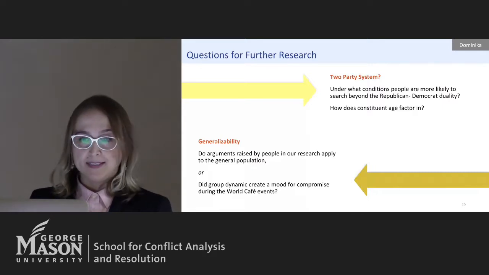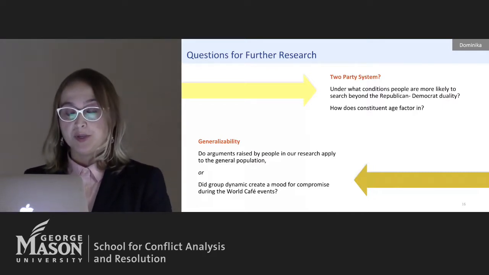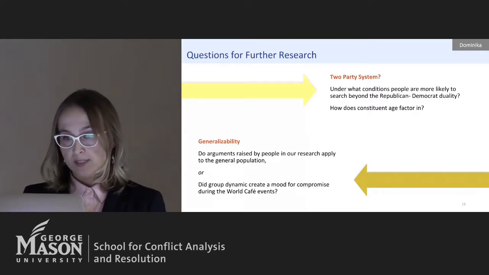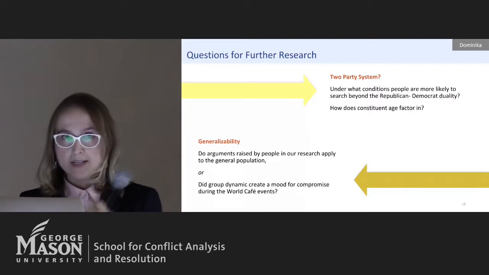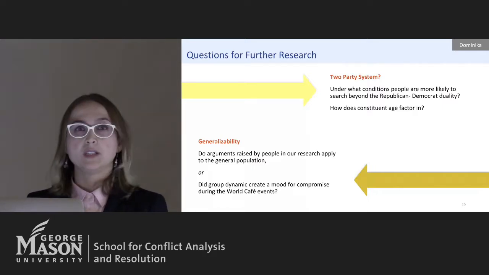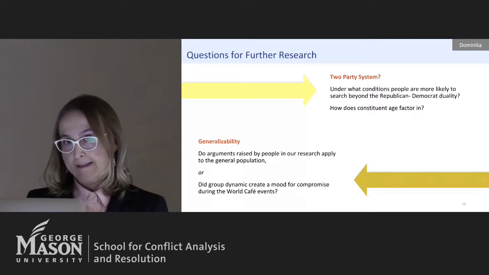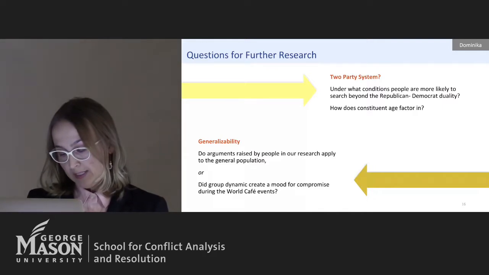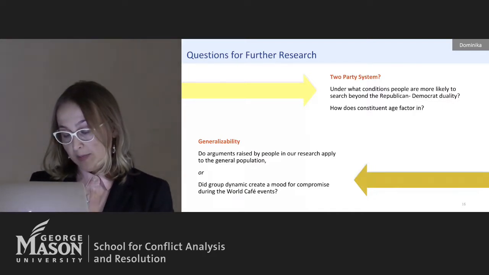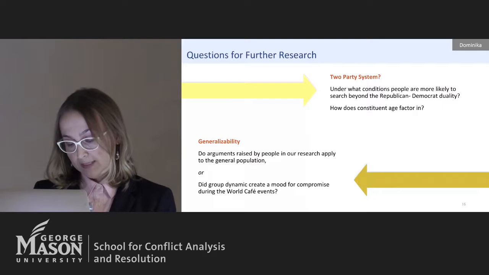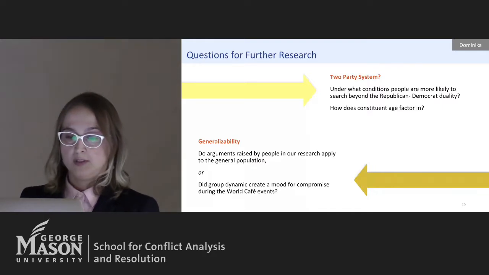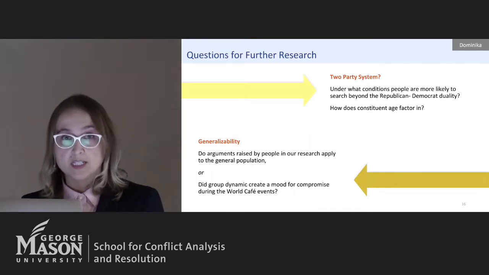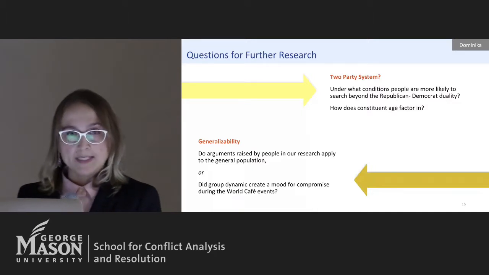Finally, the two-party system. Under what conditions are people more likely to search beyond the Republican-Democrat duality? And how does the constituent age factor in? To answer that, I'm going to mention Scott Christmas, who wrote the book Washington's Nightmare. It was our assigned reading. And he concludes the book with a statement that we might indeed be outgrowing the two-party political system, be it because of access to political information through media bubbles, or the polarization, or the sheer size and scope of the American territory, and the issue of representation tied to it.